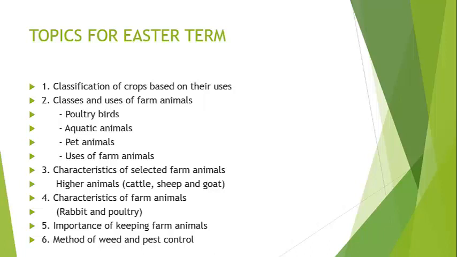Pests and pest control. What do we understand by the word pests? Pest can be defined as any organism which can cause damage to crops. Any organism or animal that can cause damage to crops on the farm. Pests could either be insects or animals.